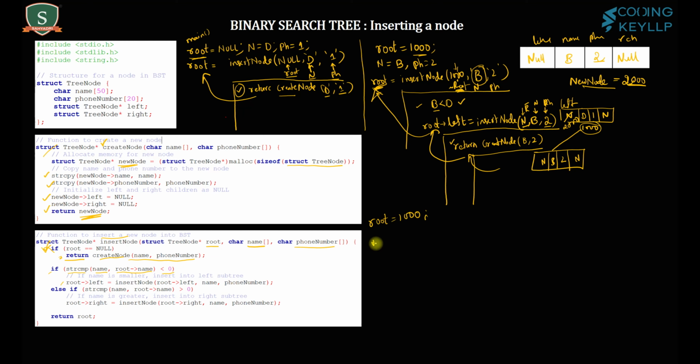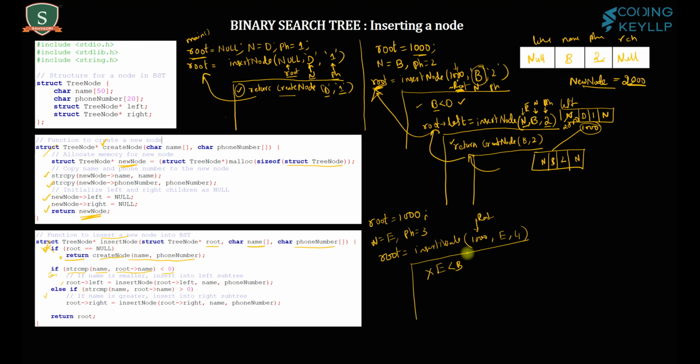Let us give the name E and phone number 4. Root is equal to insert node, where the root address is 1000 and the name that you want to insert is E, phone number is 4. So insert node will be called here. Is root equal to null? No, here root is 1000, so the condition failed. It comes here and compares E is less than B. The condition failed here.